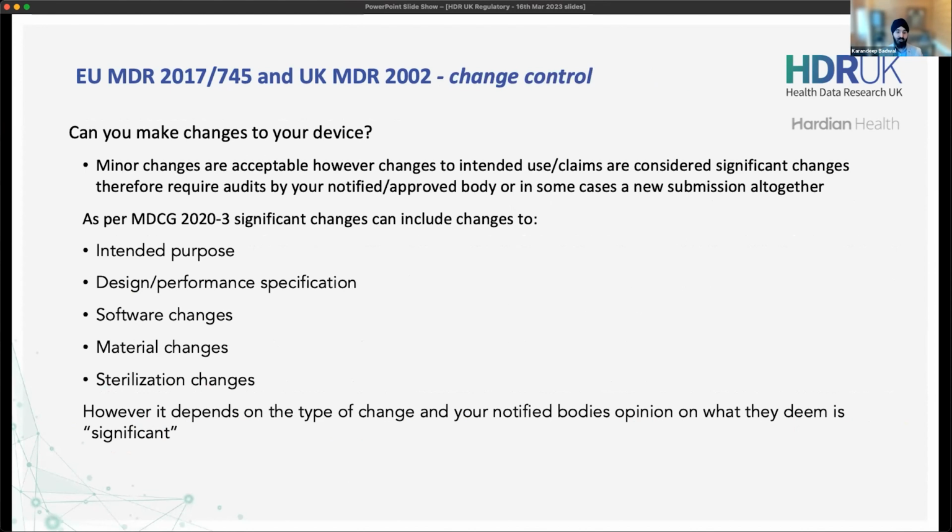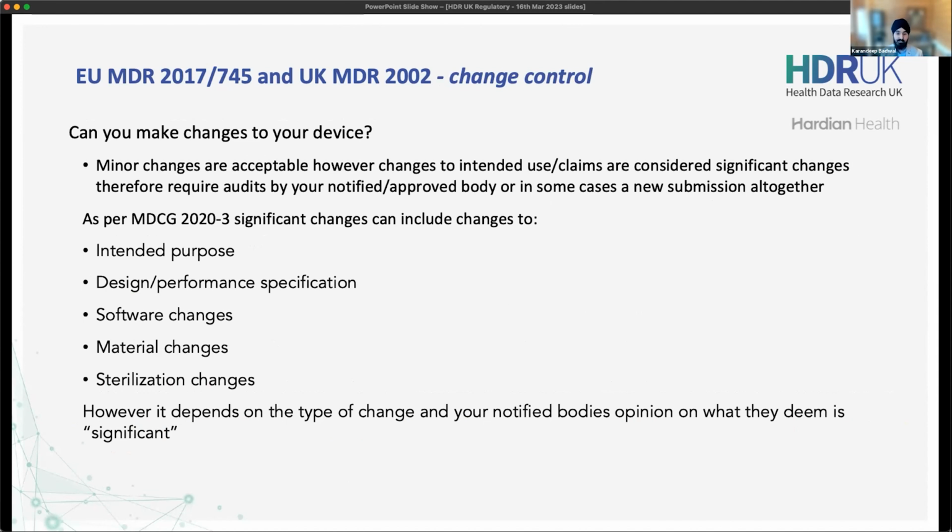Very important question. What changes can you make, especially with software? Because there's a lot of AI and machine learning in software, and it's constantly learning. And there's certain types of changes which are acceptable, certain types of changes which are substantial, and then certain types of changes which mean you need to be a completely new device effectively.